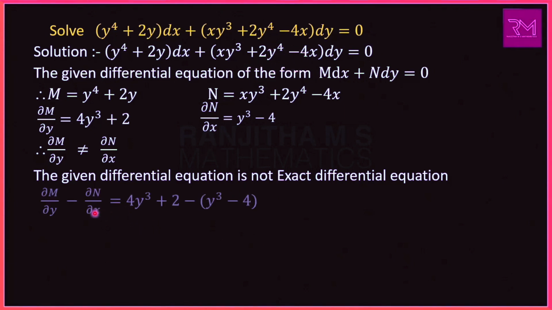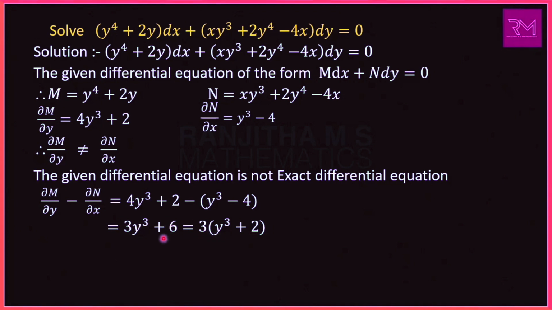For that, first find the ∂M/∂y - ∂N/∂x value. Here the ∂M/∂y value is 4y^3 + 2 minus ∂N/∂x, which is y^3 - 4. Here the minus sign inside the bracket, multiply and simplify, we get 4y^3 - y^3 is 3y^3, plus 2 - (-4), hence we get 6, which is equal to, if we take 3 outside the bracket, 3 into (y^3 + 2).